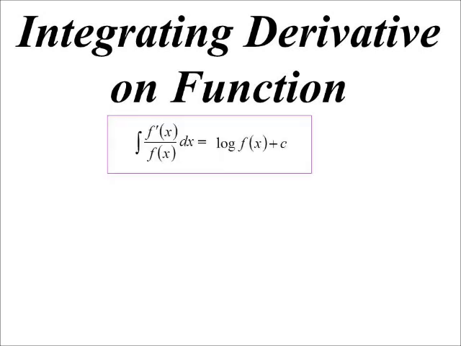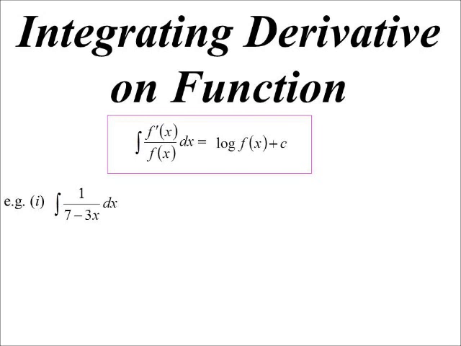And remember, when we differentiated a log, we ended up with derivative on function. So logically, if I have a situation where I've got derivative on function and I'm going back the other way, it must have come from a log function. So if I integrate derivative on function, I get the log of function x, plus, of course, a constant. All right, so we see something like this.